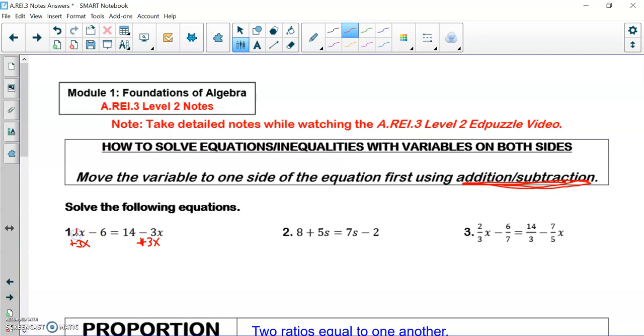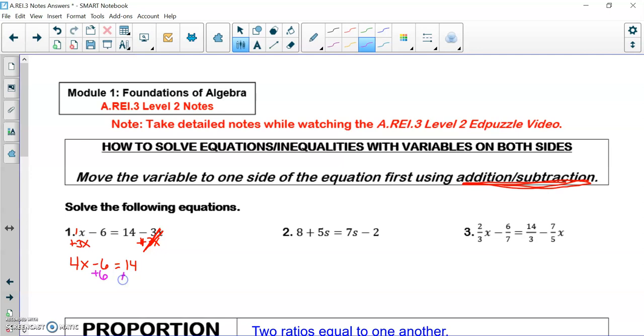And this is really a 1x here. So a 1x plus a 3x is a 4x. And then I have a minus 6 is equal to a 14. A negative 3x plus a 3x is a 0. It cancels out. So now this looks like a level 1. We've done these types of equations before, so this is nothing new to you.